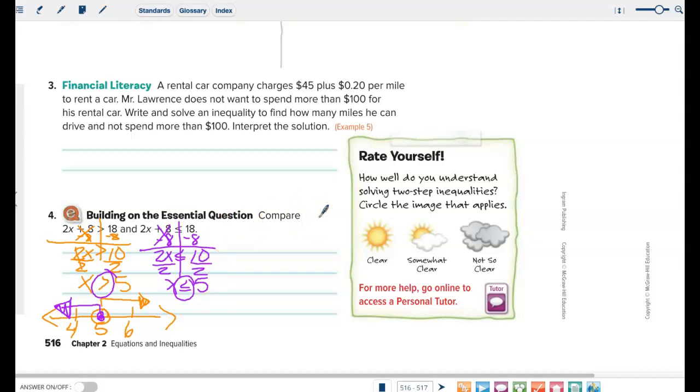All right, so your assignment is to do page 517, number 1 through 4. Take a picture and submit it to Google Classroom.